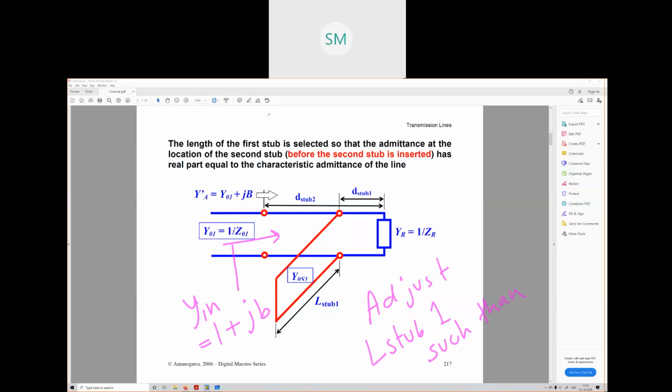You get the point? We have to adjust the length of L stub 1 in such a way that the load admittance seen from this point is in the form of 1 plus jB. Once we do it, we need to put the second stub whose admittance is minus jB and we have balanced it. Is this okay? This is the most critical aspect of the double stub method. Is this concept okay?